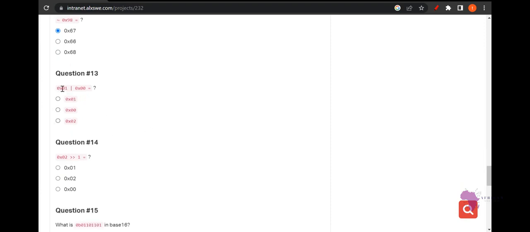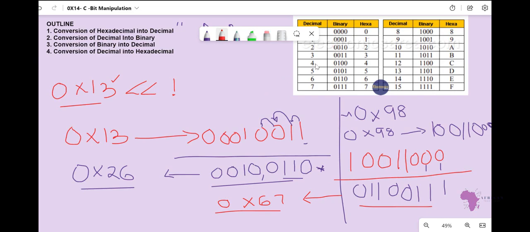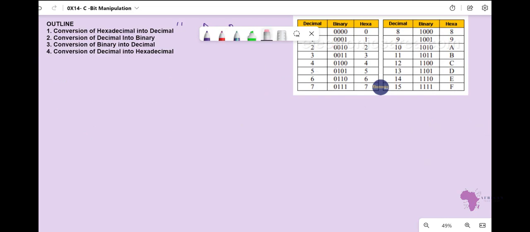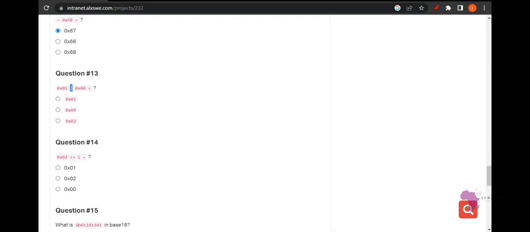Number 13, we've been given 0x1, 0x0. So we've been told to calculate OR. Remember OR. So first of all, let's get into there. We are having 0x01, then OR 0x00. I believe I wrote it correctly. Let me check. Yes, it's correct.